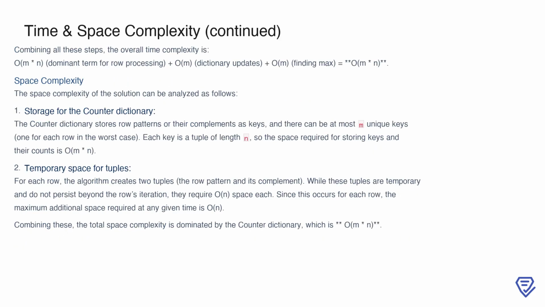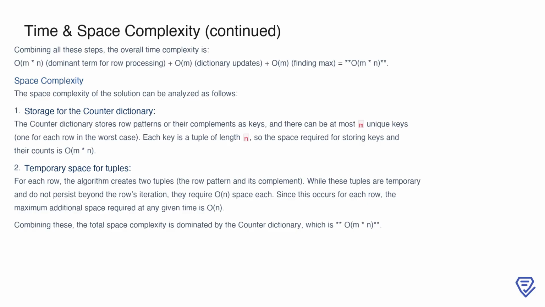Combining all the steps we discussed, the dominant term driving the time complexity is O(m*n), which comes from processing the rows. The additional costs of dictionary updates and finding the maximum frequency, both O(m), are much smaller in comparison. Therefore, the overall time complexity of the solution is O(m*n). Now, for space complexity, the largest contributor is the counter dictionary, which stores row patterns or their complements as keys. In the worst case, where all rows are unique, the dictionary can store up to m keys, each of length n. This results in a space requirement of O(m*n).